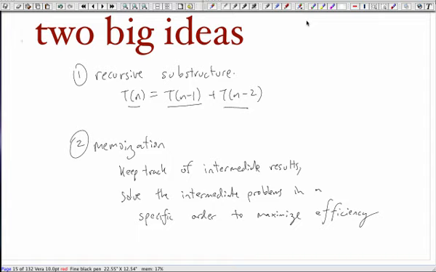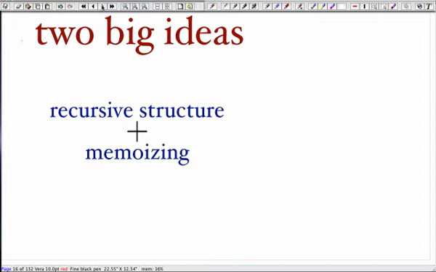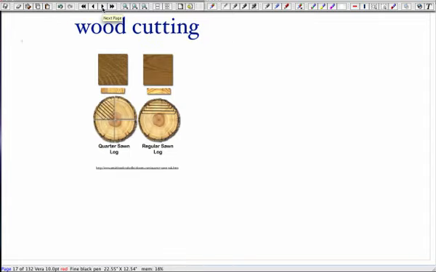So let's highlight this technique with our first bona fide, non-trivial example of dynamic programming. And that is the woodcutter problem.